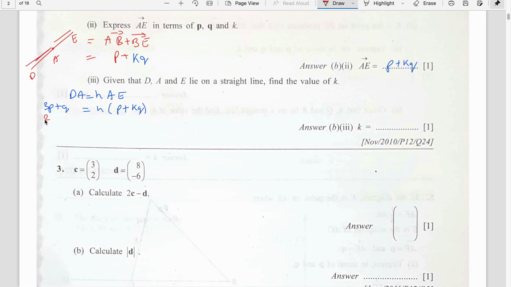So what you do in this case is you always compare the vectors. The coefficient of P on the left is 3, and on the right it is H. So H is equal to 3, first thing. And for the value of K, on the left hand side the coefficient of Q is 1. On the right hand side the coefficient of Q is HK. So 1 equals 3K. For K it is 1 by 3.